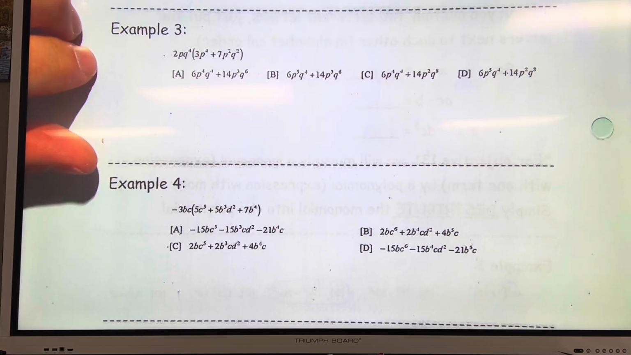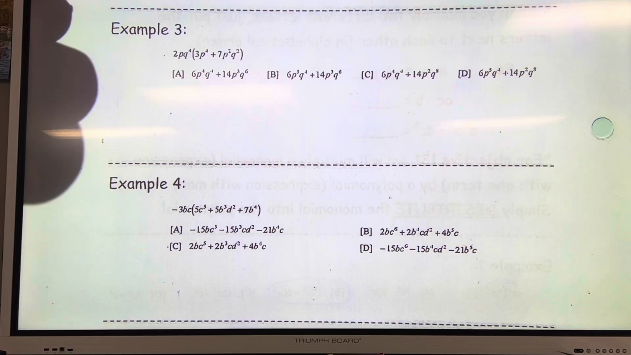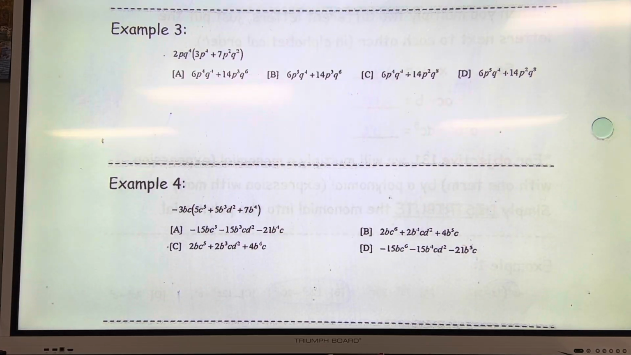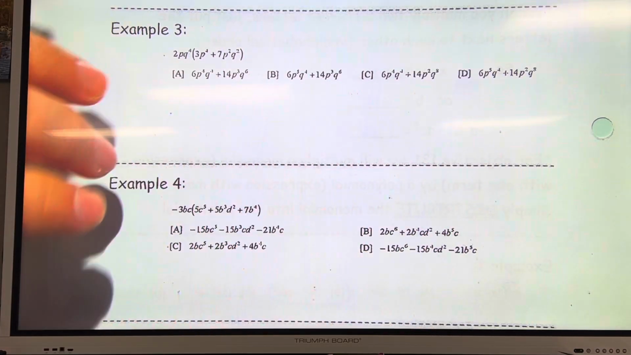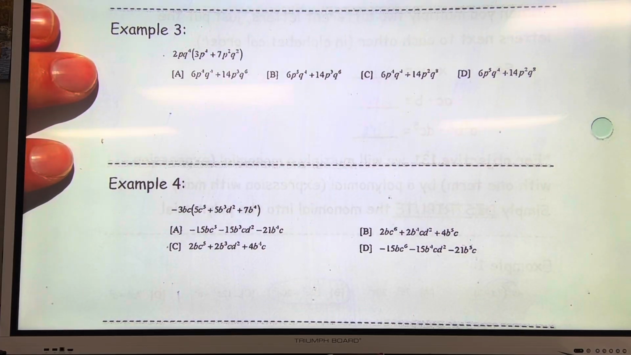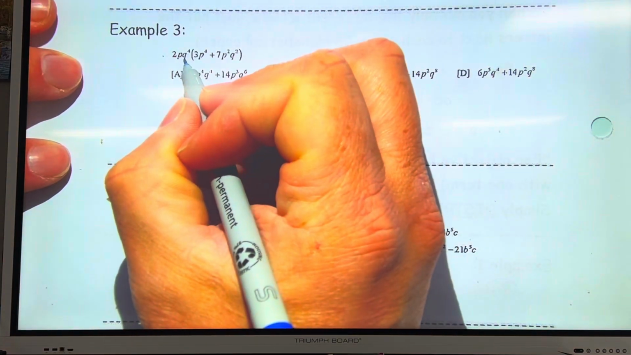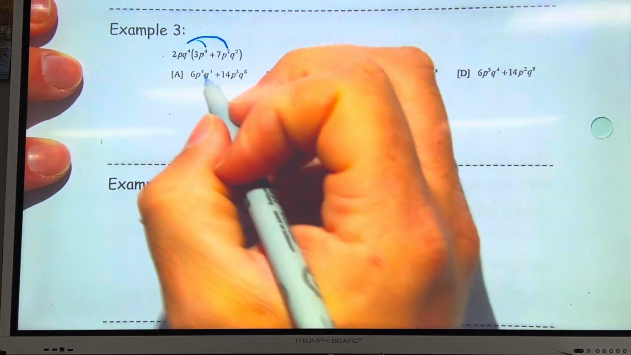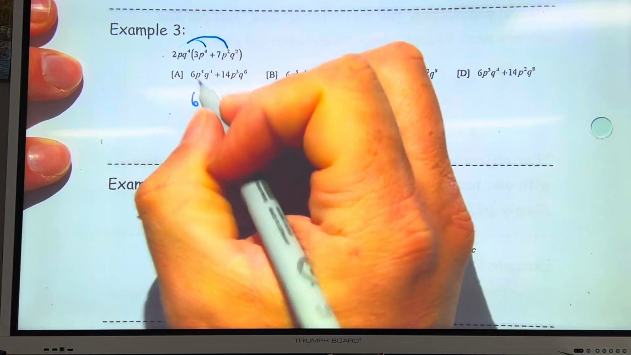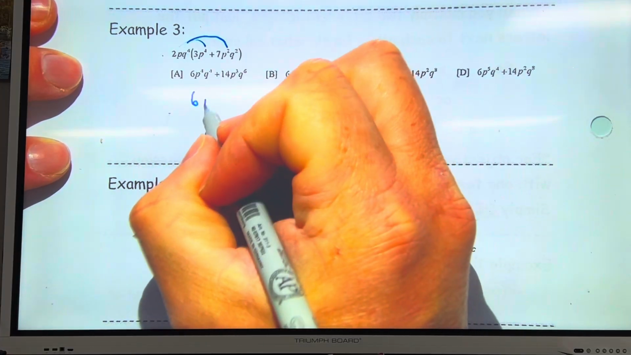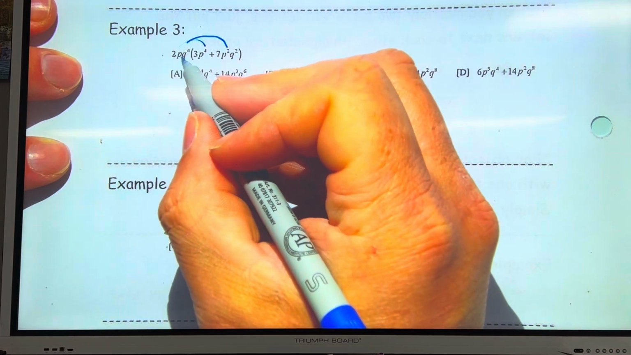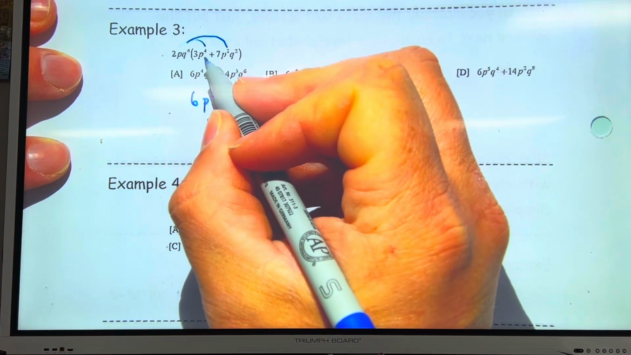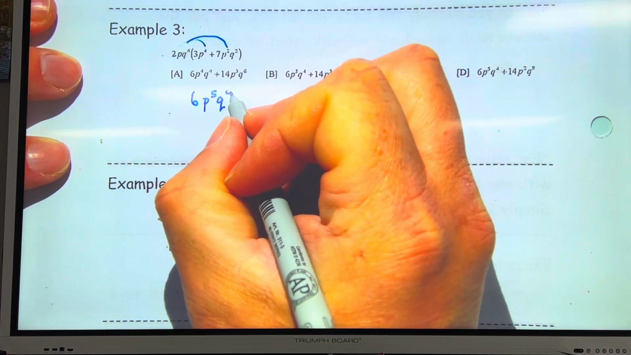All right, example 3. Again, more complex, but it's the same thing. You just follow all the little rules that you've got and we'll be fine. So we've got 2pq to the 4th times 3p to the 4th times, and then plus 7p squared q squared. So again, I'm going to multiply the coefficients together. I'm going to get 6. Multiply your p parts together. I'm going to get p to the 5th because I'm adding a 1p to a 4p. There's no q piece, so I'm just going to write the q in there, q to the 4th.